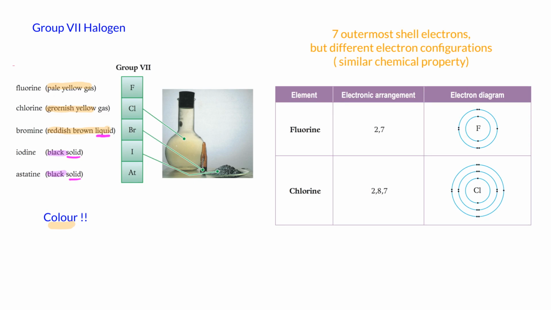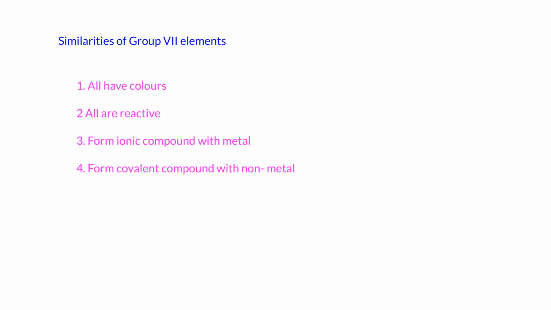In the electronic configuration, all of them have 7 electrons in the outermost shell. Therefore, they belong to group 7, the halogens. But do remember they have different electronic configurations, so at most we can only say they have similar chemical properties, because they have different degrees of reaction. The similarities of group 7 elements: all of them are colored, like what you have seen, and all of them are very reactive.